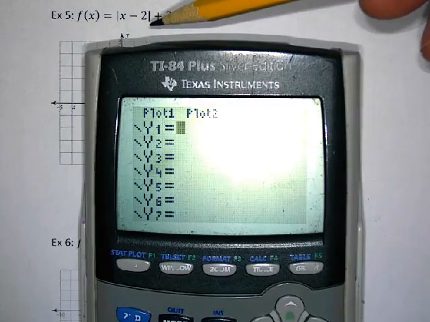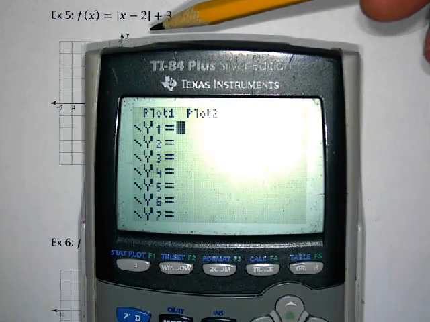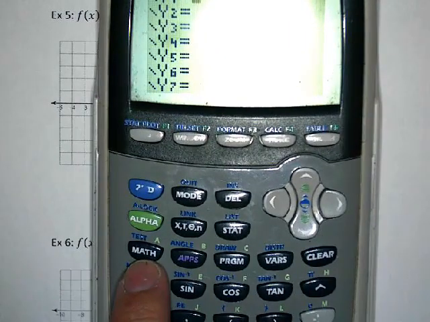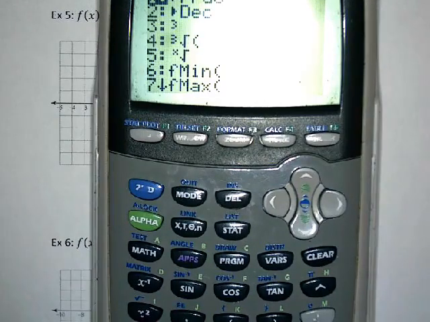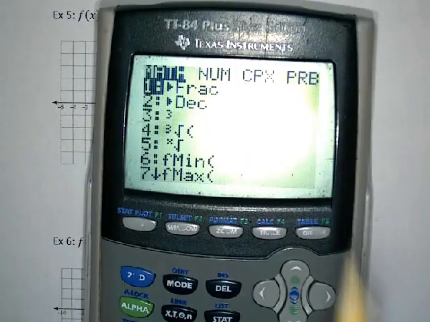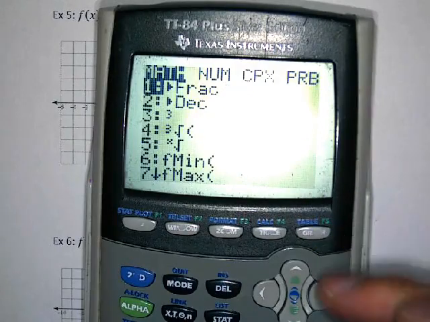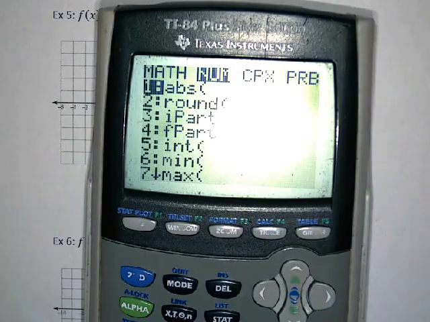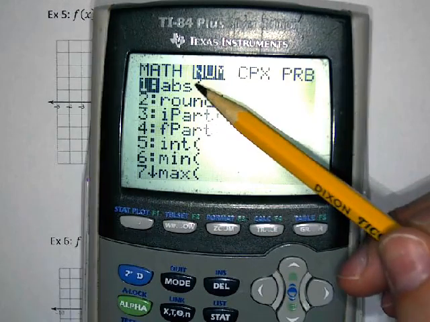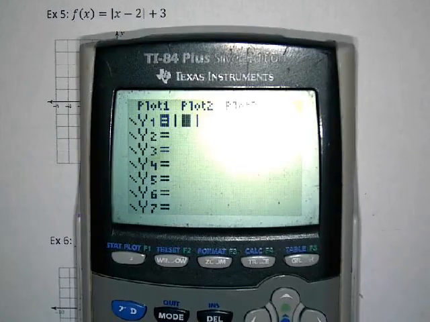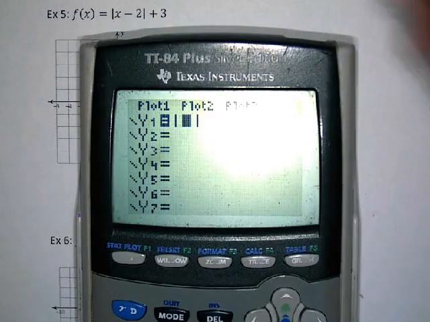Do you guys remember how we get to absolute value? We hit the math button. So the math button is the third one down. We're going to hit the math button. And then we're going to go over to number. So we're going to do the right arrow, go over to number. And it's the very first one, ABS, absolute value. Okay? And then inside of that, we need to type x minus 2.